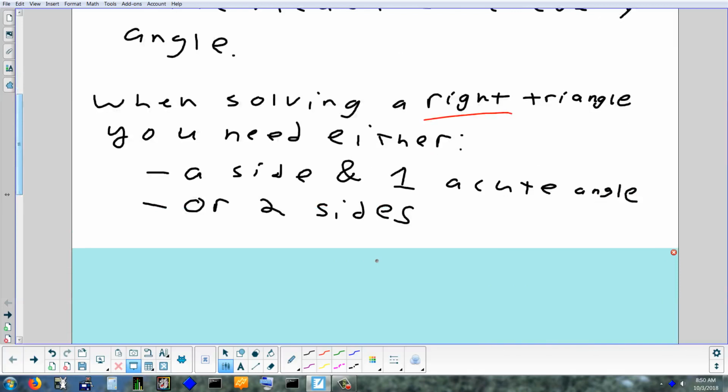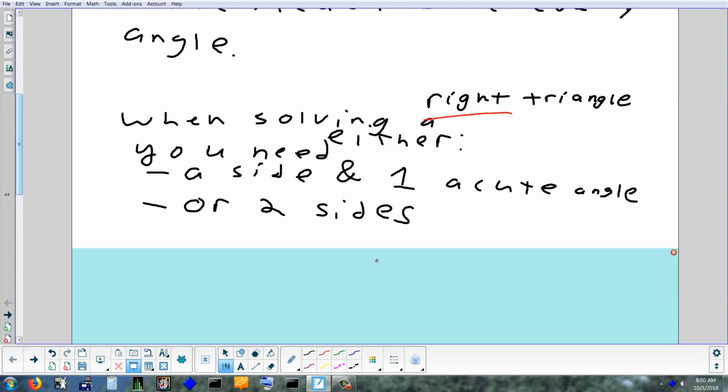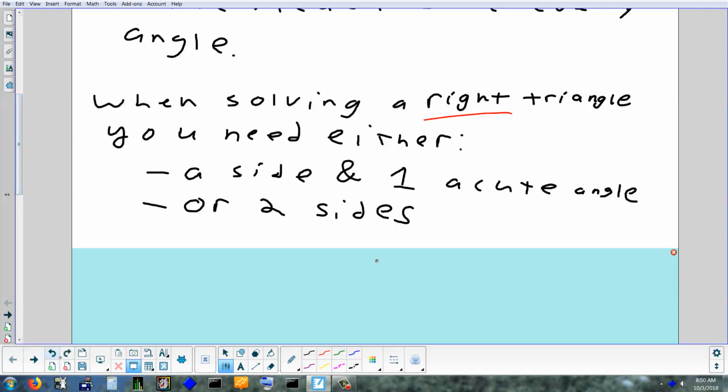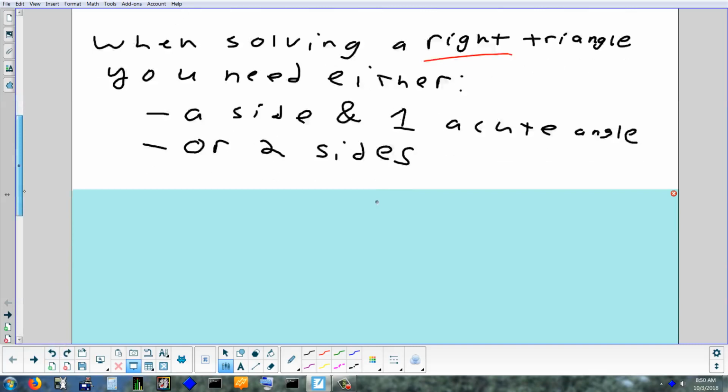Okay, so we'll talk about both of these situations. One of these you never use inverse trig for. You don't have to. The other one, you do have to use inverse trig. So it's not like you're going to use inverse trig every time. Sometimes you do, sometimes you don't.